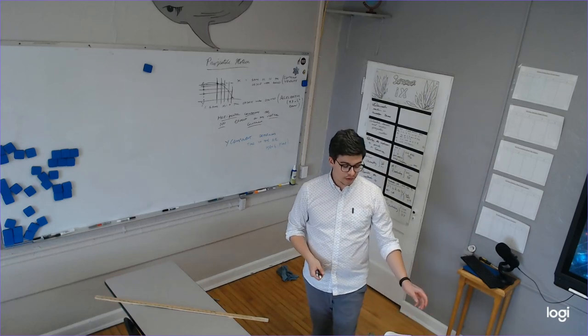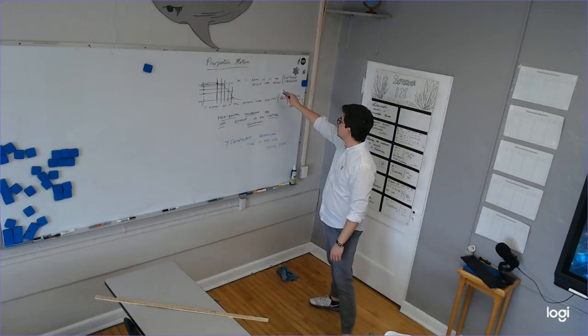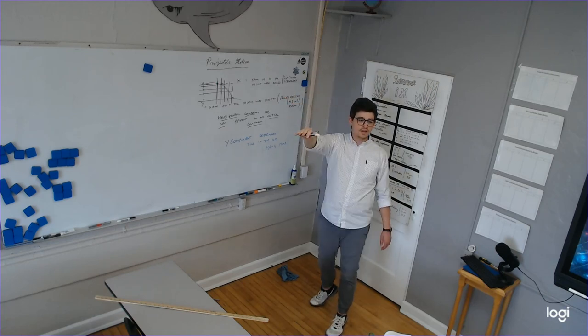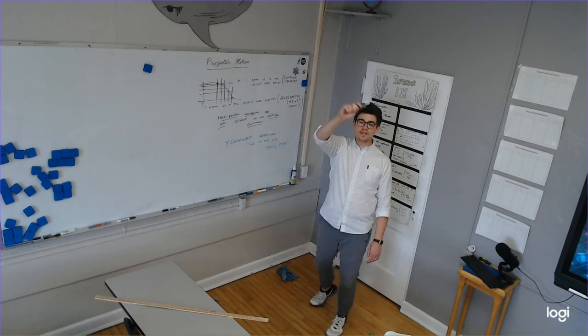So the point is we have the constant velocity in the X. If we're moving it 30 meters per second in the X, and it goes for 10 seconds, it's gone 300 meters. If it goes for 4 seconds, it's gone 120 meters. So the greatest distance will be a 45 degree angle.